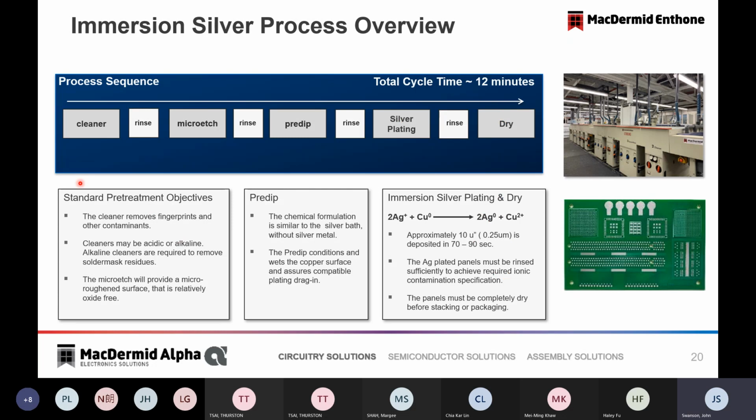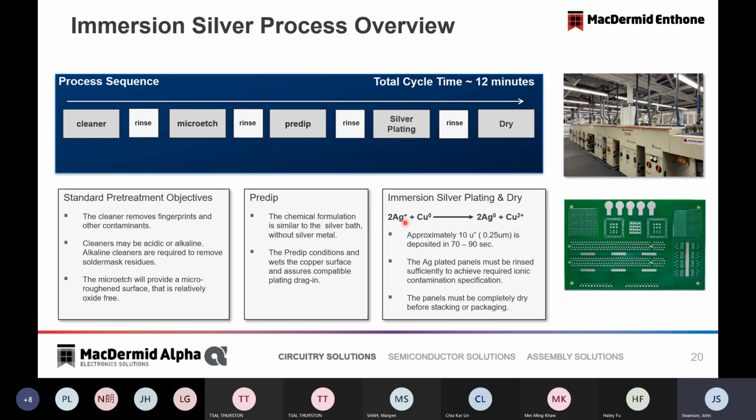So here's another description of the process cycle of coating silver. We clean, similar to OSP, the basics are similar. Clean, we micro etch, we have a short pre-dip, and then the silver plating step. Short cycle here, 12 minutes, a bit of a shorter line, simpler line, and a straightforward process.